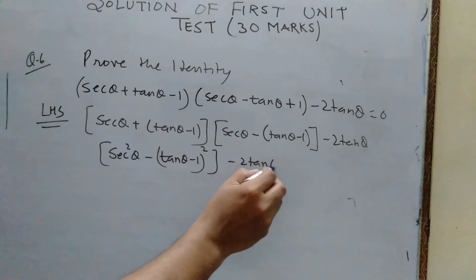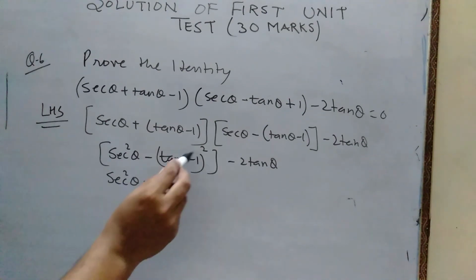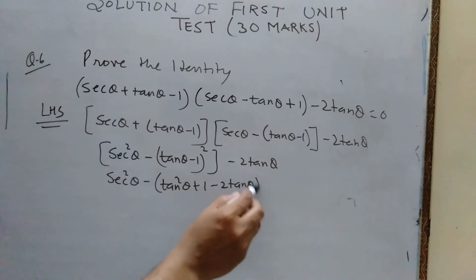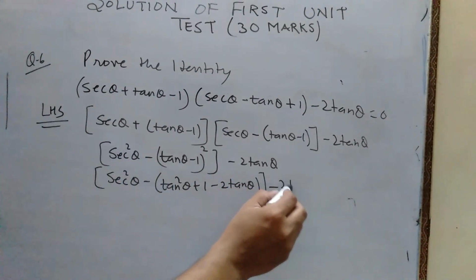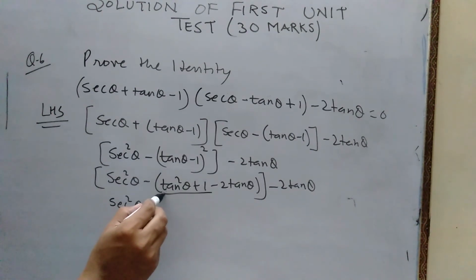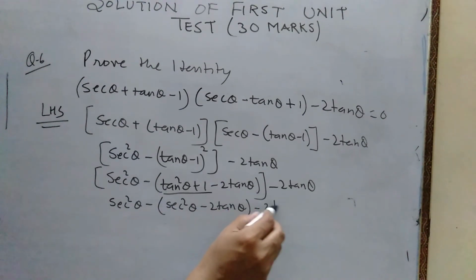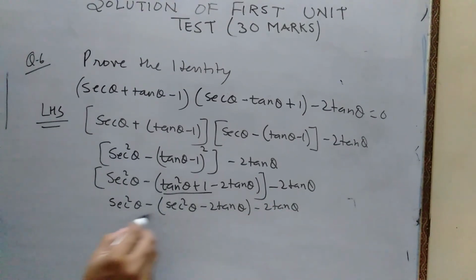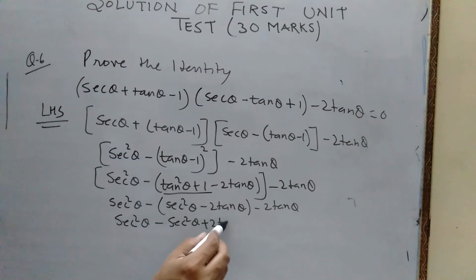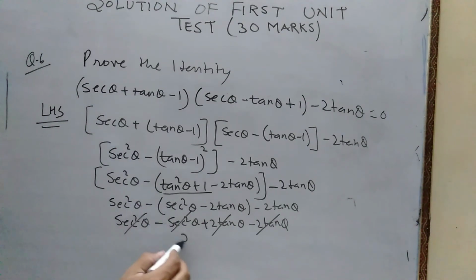Minus 2 tan theta. Sec square theta minus, expanding, a square plus b square minus 2ab, minus 2 tan theta. Sec square theta minus 1 plus tan square theta is sec square theta minus 2 tan theta, minus 2 tan theta. Multiplying out, minus sec square theta plus 2 tan theta minus 2 tan theta. It will get cancelled out, and we get 0.